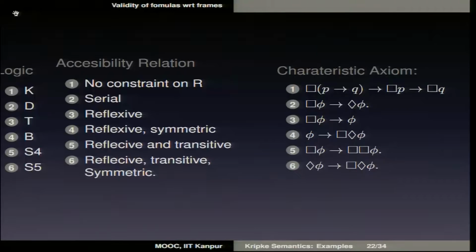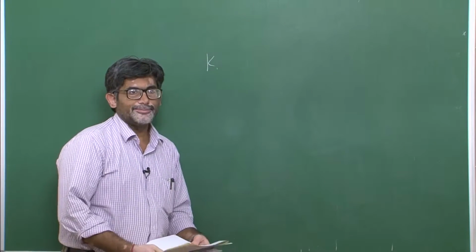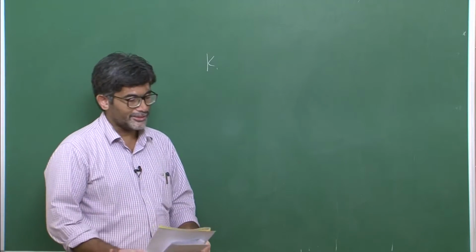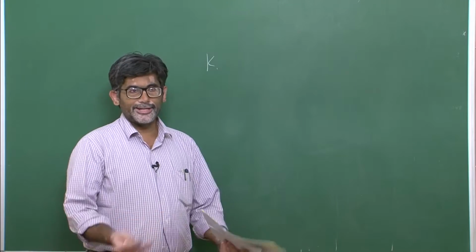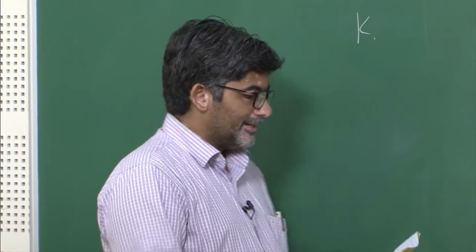So before I begin, the idea here is this. K is the one which we began with. It has a characteristic axiom: it is necessary that P implies Q means it is necessary that P implies it is necessary that Q. We do not have to impose any constraint on the accessibility relation.